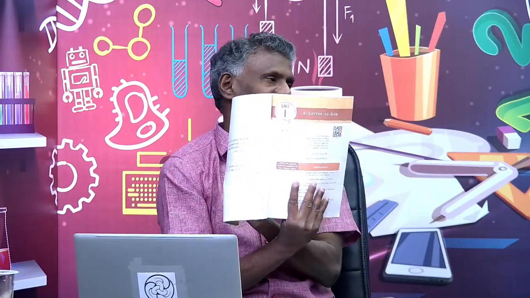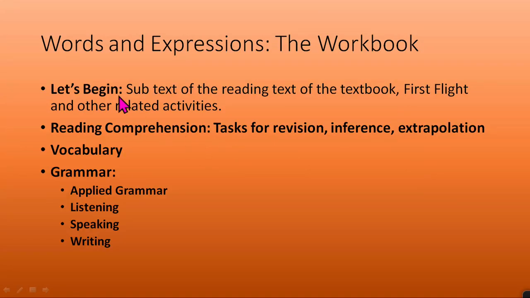We can see very well each of these has the same title as the textbook lesson title, connecting to the main textbook. And very interestingly, the first section has a kind of subtext of the reading text of the textbook. Right. Whatever lesson we had in the main textbook, that is, A Letter to God, here this particular workbook has the summary of it, but the summary is shuffled. So learners have to reread the main textbook and come back to do this activity.